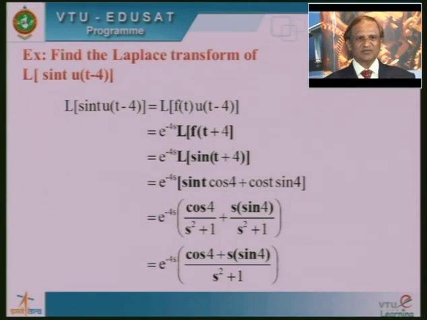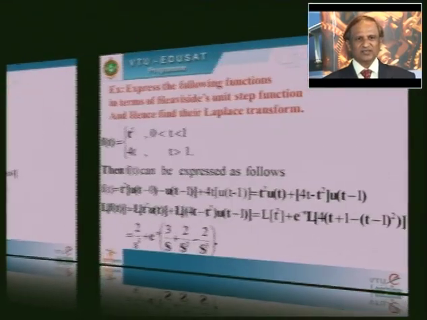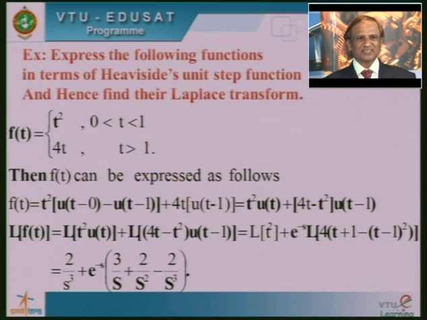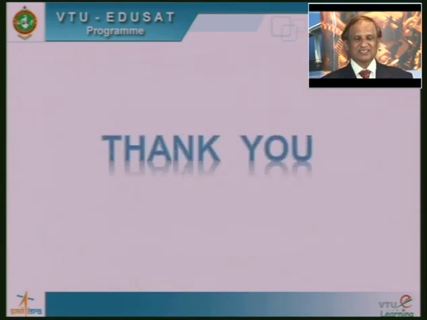Is it clear? sin t u of t minus 4, right? So I hope you will get the solution. Or the given function may be in this form, f1(t) is t square, f2(t) is 4t. Is it clear, right? So first you express it in terms of unit step functions, then you will get the Laplace transform of each function. Using the formula you can find out the solution, so that is what you are observing in the last session.